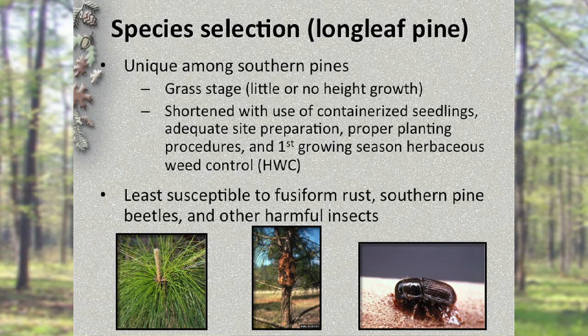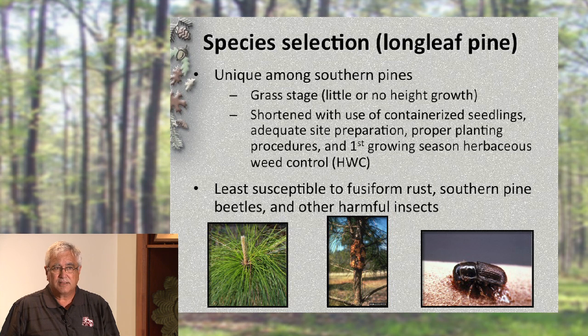It is also one of the most unique southern pines. It has a grass stage where there's little or no height growth for a certain period of time until it reaches a maturity or a specific diameter to come out of the grass stage. However, this grass stage has been shown to be shortened with the use of containerized seedlings, and if we have adequate site preparation, proper handling procedures, and we use good herbaceous weed control during the first and second years.